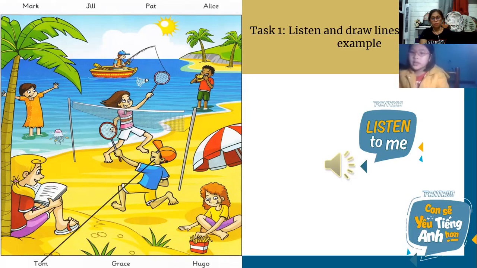Who is next? Alice. Alice is reading a book, sitting under the tree. And Mark. Okay, where's Mark? In the boat. He is fishing.